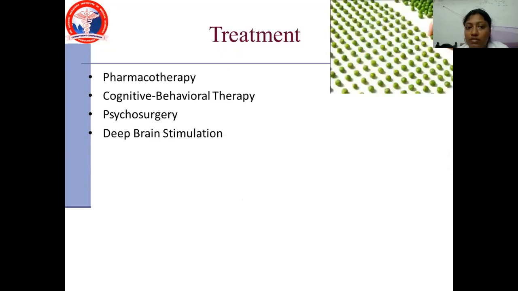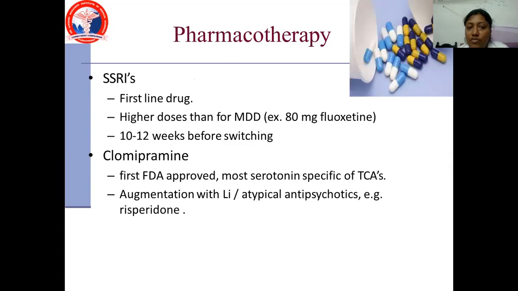Now, treatment, there are four types, that is pharmacotherapy, cognitive behavior therapy, psychosurgery, and deep brain stimulation. Now, pharmacotherapy, if you see, SSRIs are the first line drugs, at a higher dose than for MDD, that is 80 mg fluoxetine, 10 to 12 weeks before switching. Clomipramine, first FDA approved, more serotonin specific for OCD. Actually, clomipramine and fluoxetine definitely are the first line we always start with. Now, augmentation can be done with lithium or atypical antipsychotics, like when there is delusional insight.